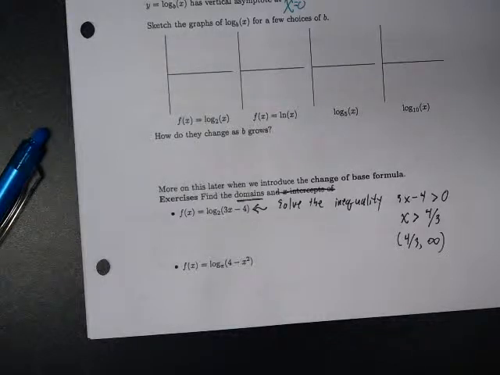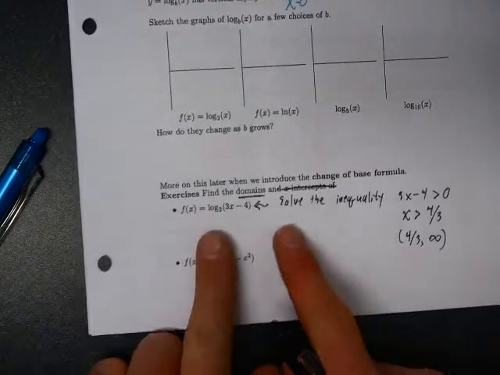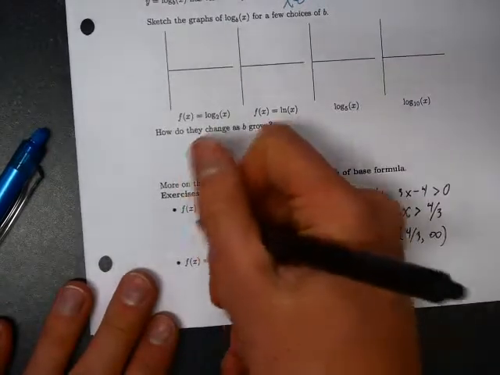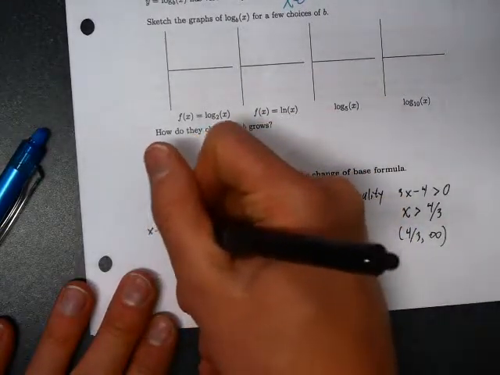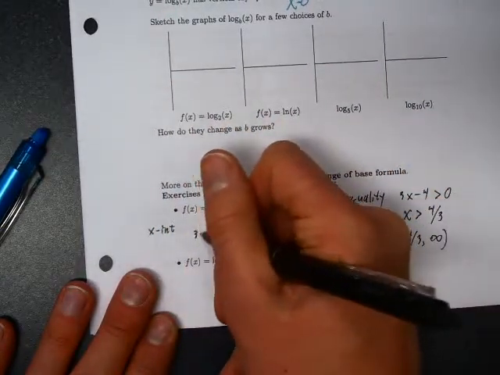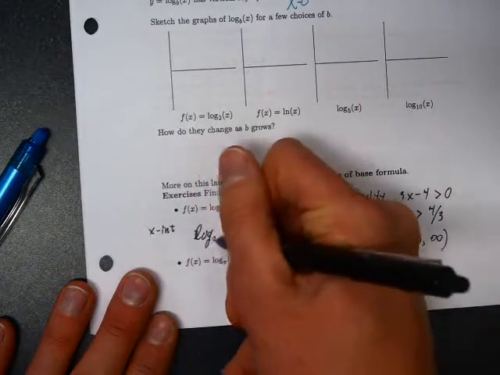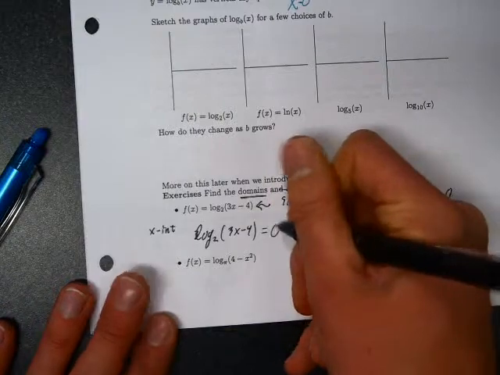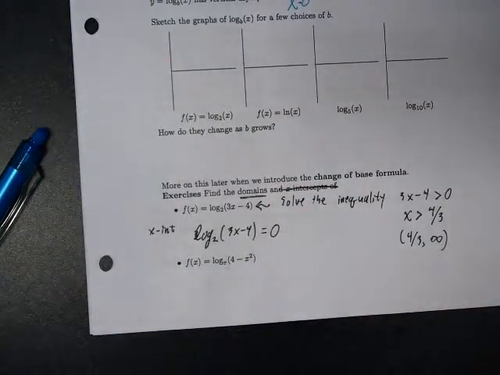So I think with the time remaining, well, what the hey? Let's find the x-intercept too. How do you find the x-intercept of a thing? Y equals 0. You set y equal to 0. So if you want to find the x-intercept, you need to solve log base 2 of 3x minus 4 equals 0. And you need to solve that equality.